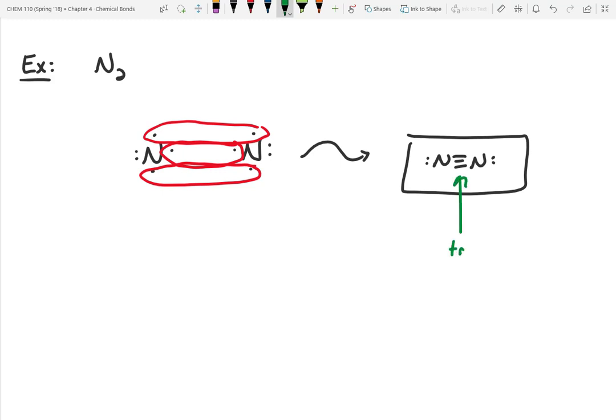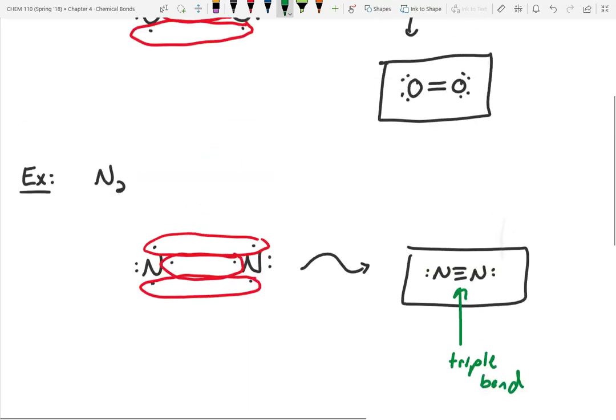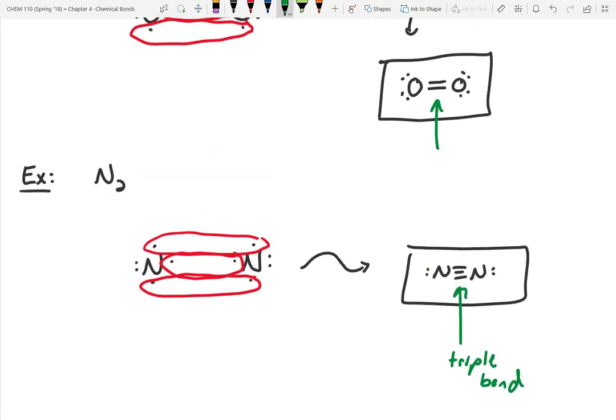So this one's a triple bond. And then up here we had a double bond. Which one do you think is stronger? Triple bond, exactly. The more electrons you share, the stronger the attraction is going to be between those atoms.